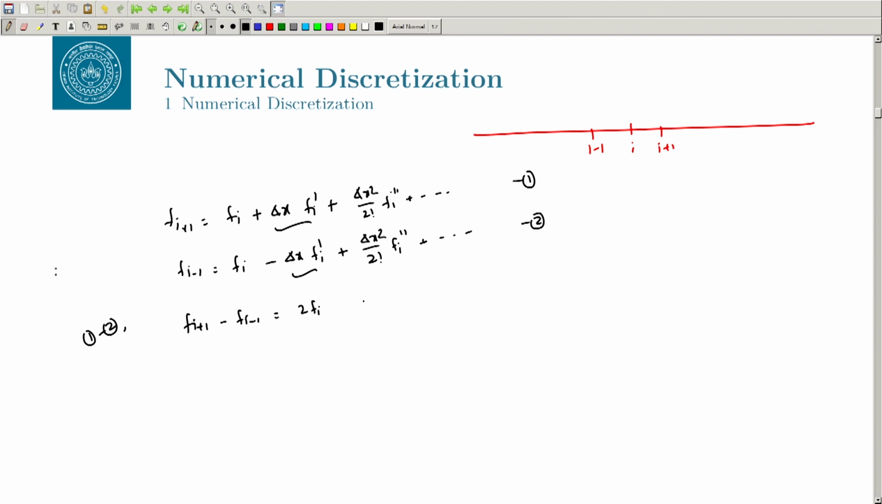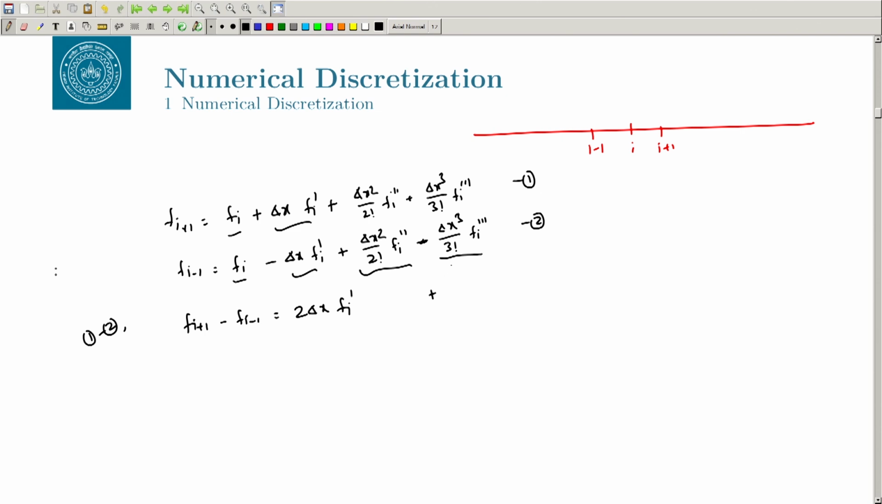Okay. No, this term will remain, because we are doing 1 minus 2. So that will become 2 delta x, this would cancel out. The 2 delta x f I prime, and this would again cancel out, and then the third order term will remain. Let me write the third order term also: plus delta x cube by factorial 3 f I triple prime, minus delta x cube by factorial 3 f I triple prime, right.